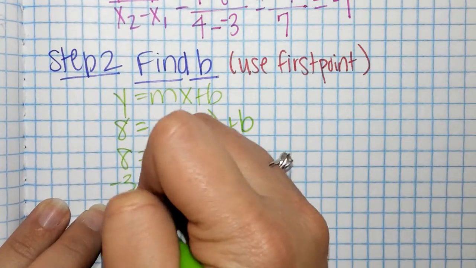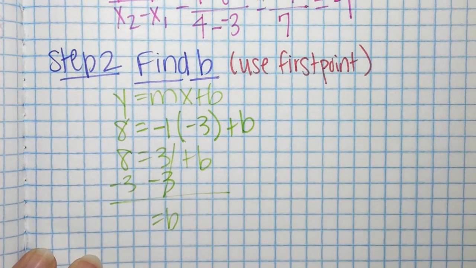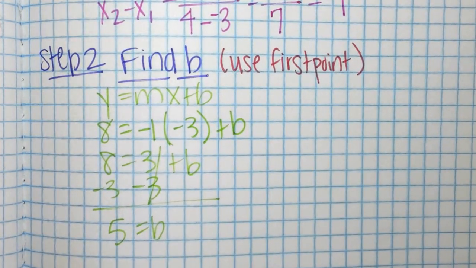Subtract 3 on both sides. Awesome. Take a point. And B equals what? 5. Awesome.